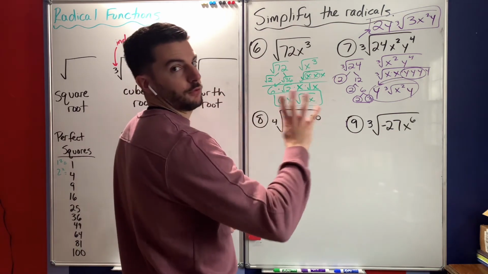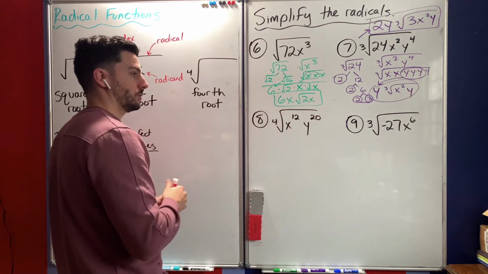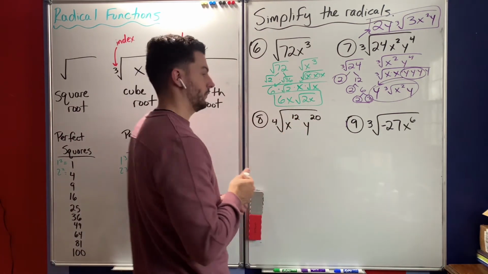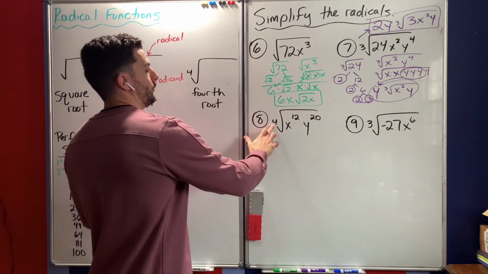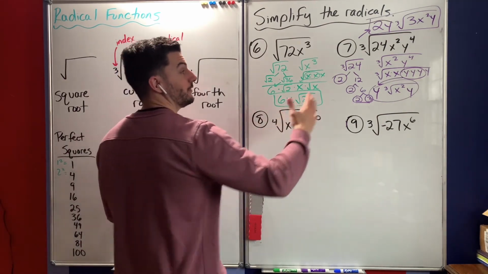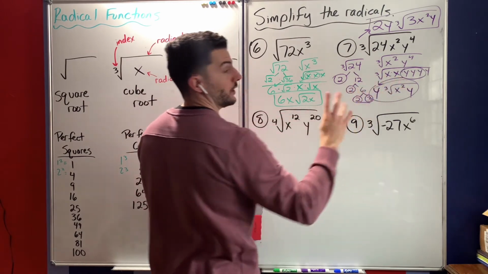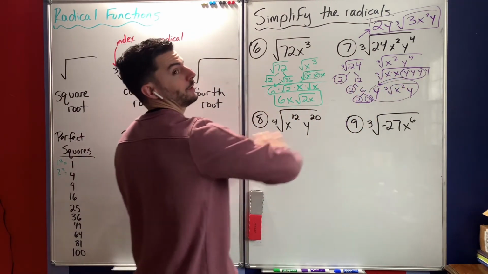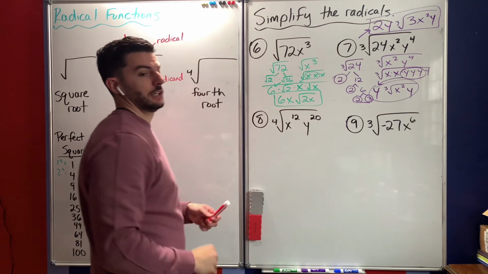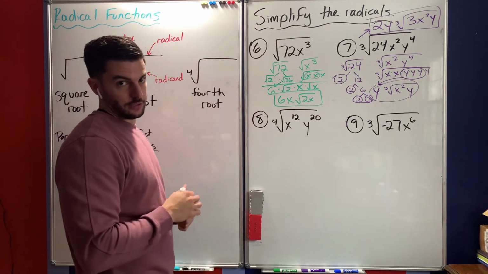But think about this, it's a fourth root. I'll show you a little shortcut when you have big variables like this. With the index of 4, what I would need, if I expanded it, would be groups of 4. So if I wrote out all my 12 x's and all my 20 y's, I would want groups of 4 to be able to pull it out of the radical.